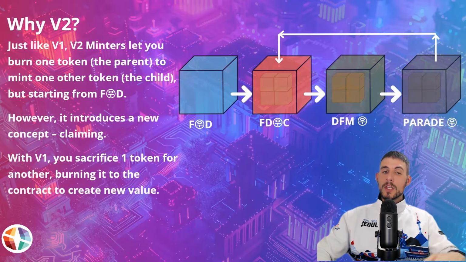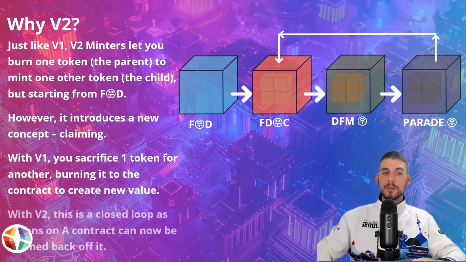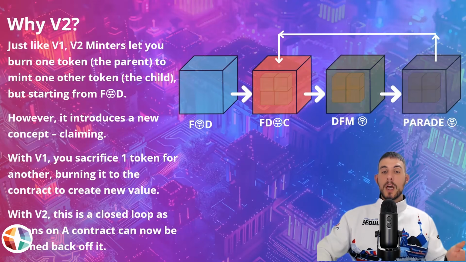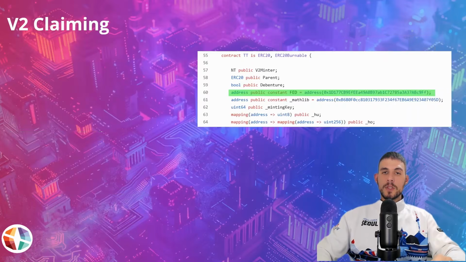So with V1, you sacrifice one token for another, burning it to the contract to create new value. But with V2, this becomes a closed loop, as tokens on a contract can now be claimed back off it further up the line. So we're going to go through this in more detail.